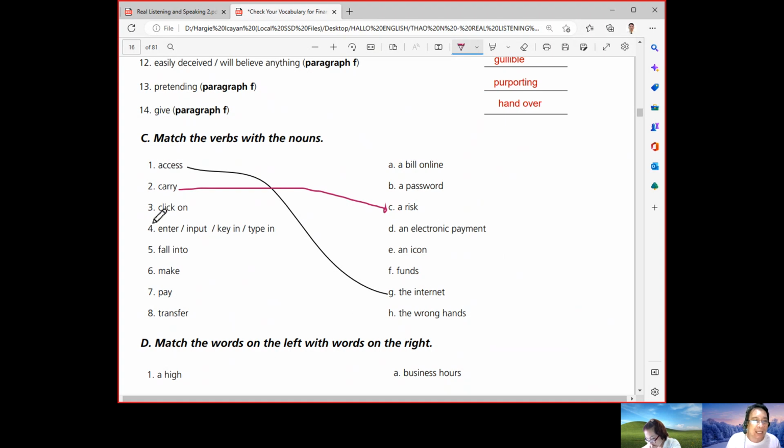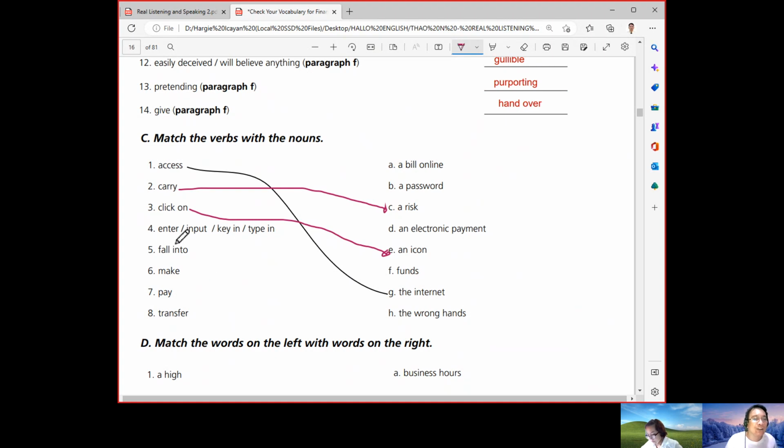Next, what about number three? Click on. So what are you going to click on? Click on an icon. Okay, that would be letter E. Number three, that would be letter E. That's correct. So you need to click an icon. What about number four?